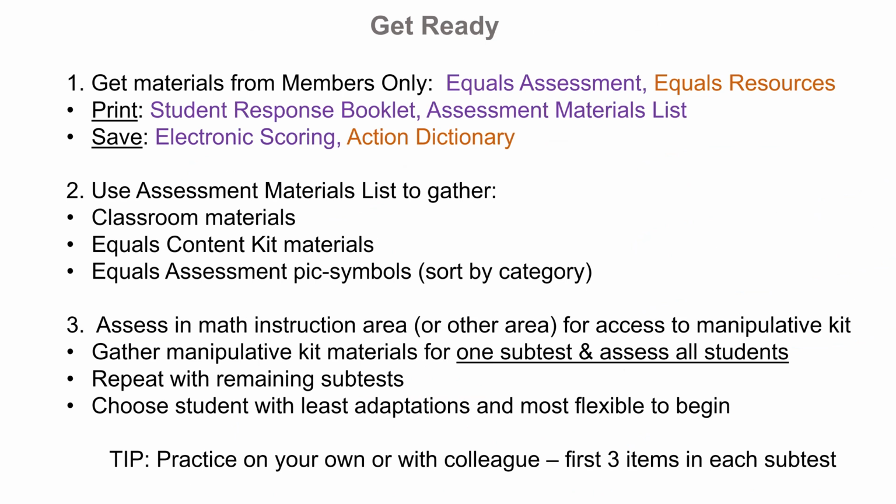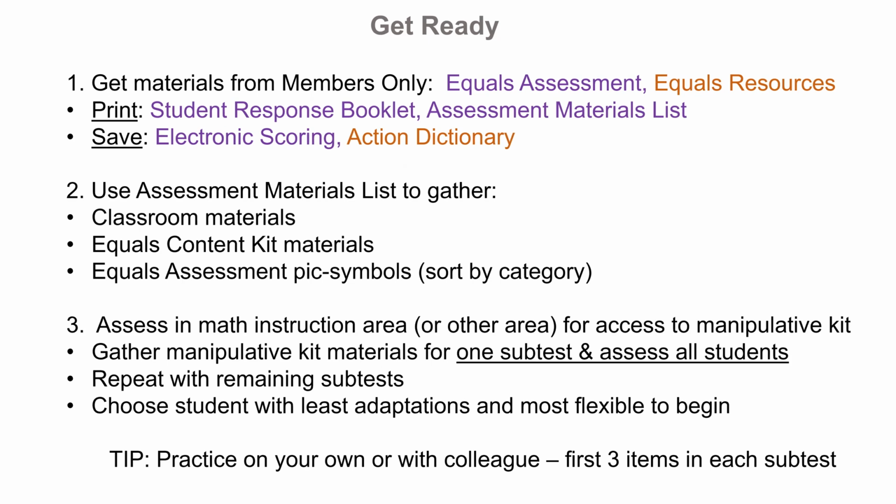So just as a recap, to get ready, here's a list of things for you to do. Go to members only, download that new version if you don't have it yet. You'll end up with 2 folders. In that first folder, equals members only digital content, you'll find the folders equals assessment and equals resources. Notice that everything in purple here is what you'll find in that equals assessment folder. In the equals resources folder, you'll find the action dictionary. Both of those are in orange here.